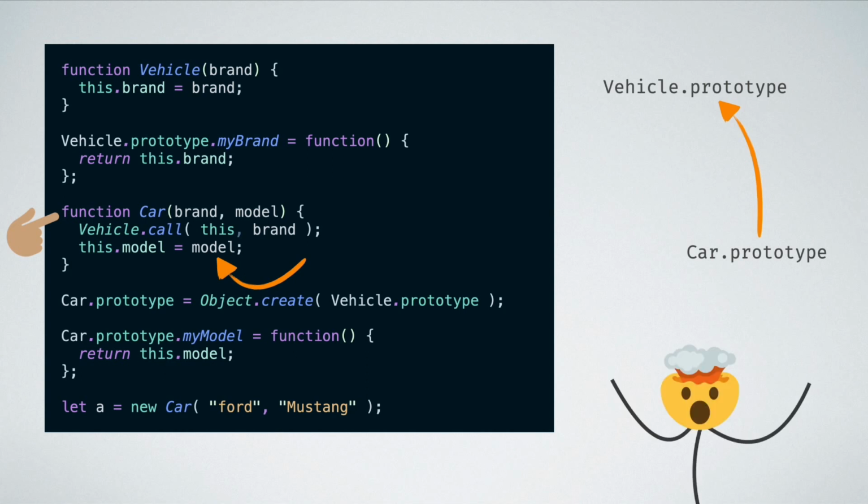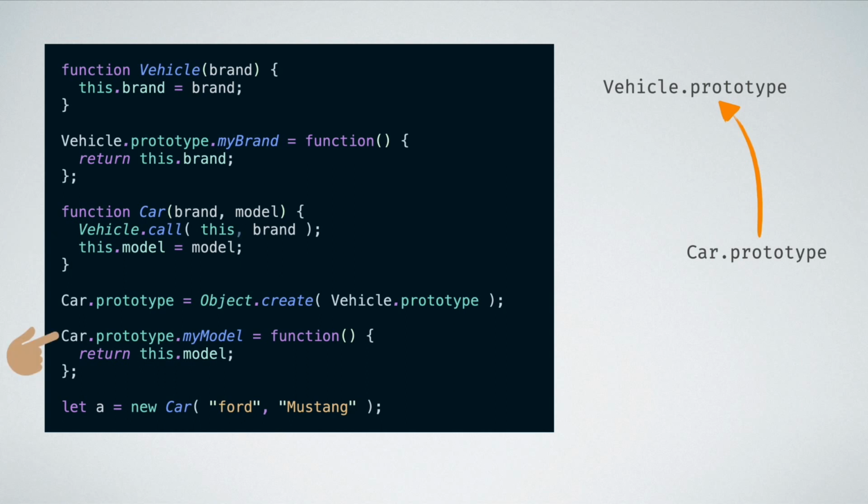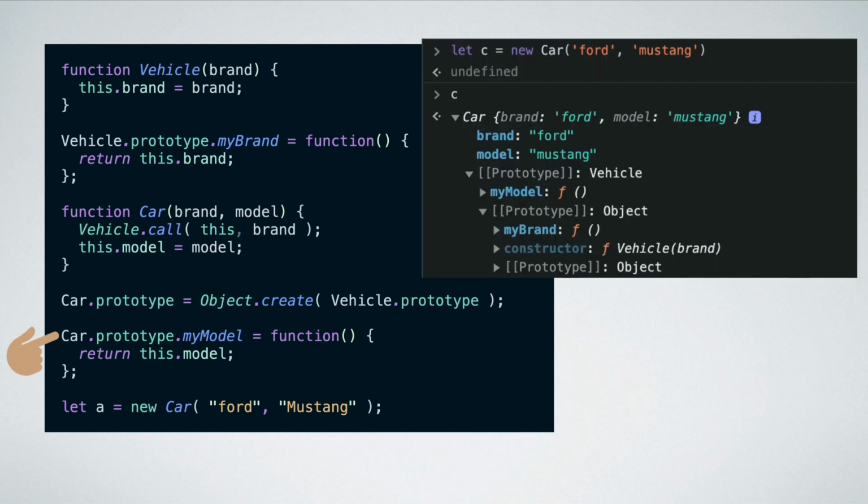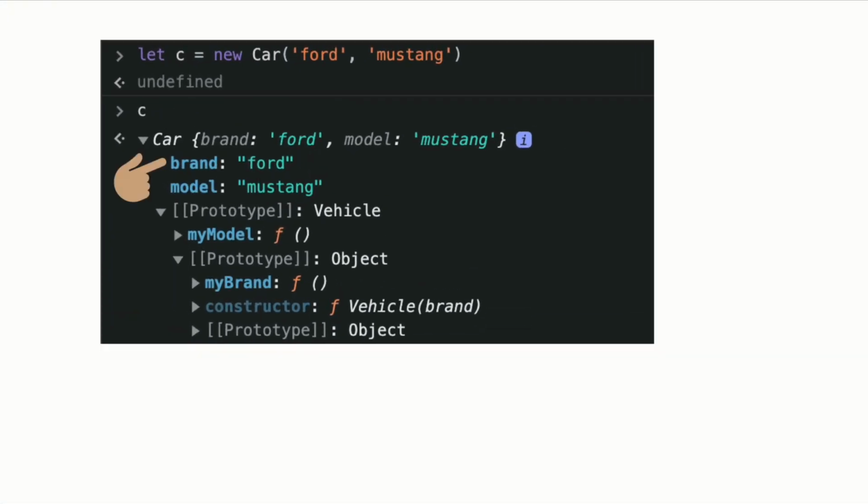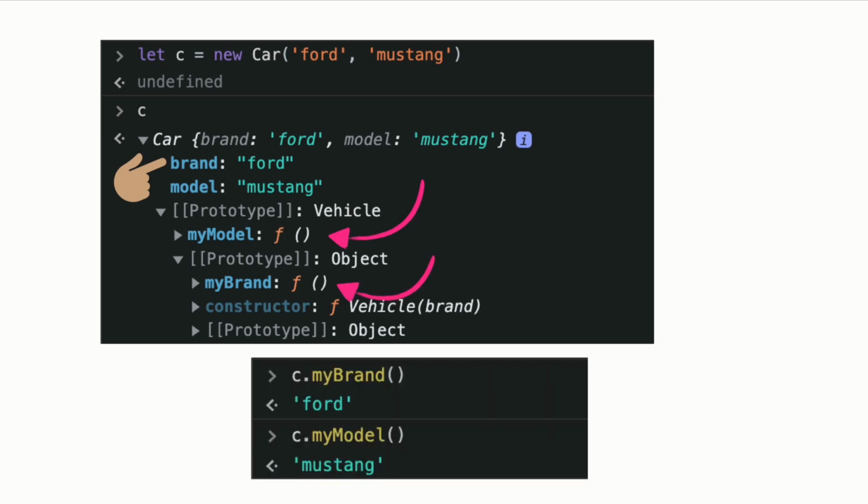I know that it is confusing, but you can pause the video and check the code to let it sink in. Lastly, we are adding a new function on the newly created car's prototype that returns the model key. So after all of that, here's what a new object created using the car function looks like. Notice how this has both the properties brand and model. Also, there is car's prototype object with the myModel function as we defined. And if we move up the prototype chain, we can see the myBrand function that was defined on the vehicle. Exactly the kind of behavior that we wanted.